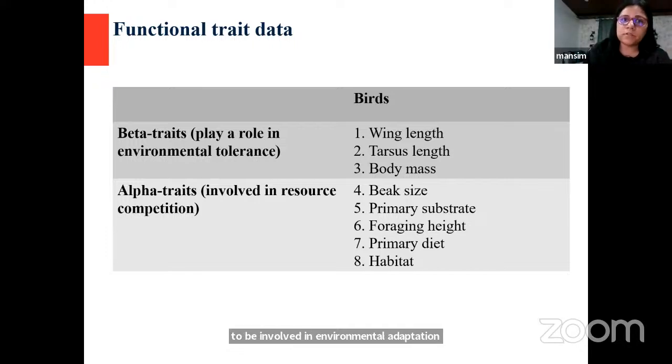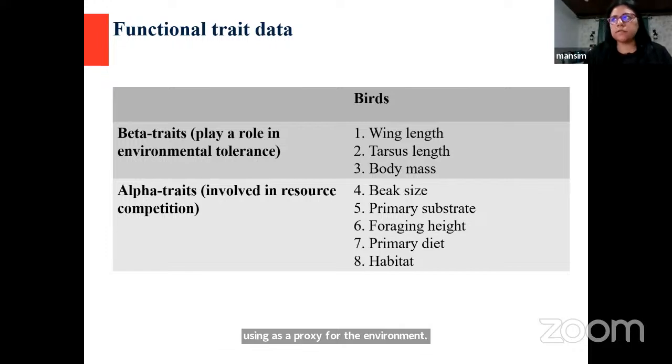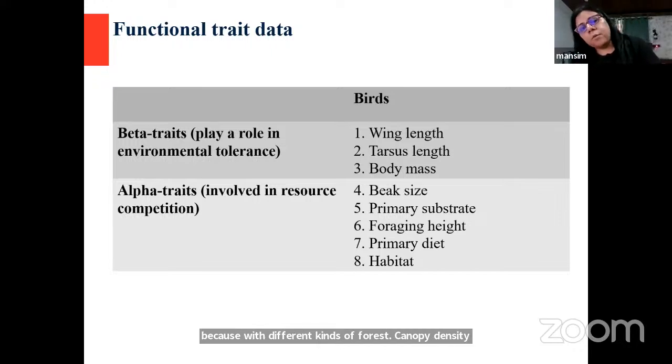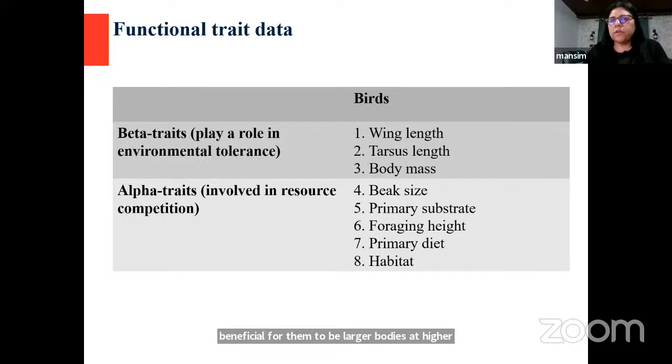We know that specific aspects of elevation, which I'm using as a proxy for environment, select for specific kinds of these morphological traits. We know that wing length should increase with elevation, because larger wings relative to body should help you fly better at higher elevations, where air density is lower or wind speeds are more unpredictable and large. Tarsus length changes with the habitat structure, because with different kinds of forest canopy density or habitat complexity, your tarsus length changes. And finally, body mass, because birds are endotherms, so it is beneficial for them to be larger bodied at higher elevations so that they can be better at thermoregulation. So we know that these three traits should help in environmental adaptation, and therefore the environment should select for these three traits at different elevations.